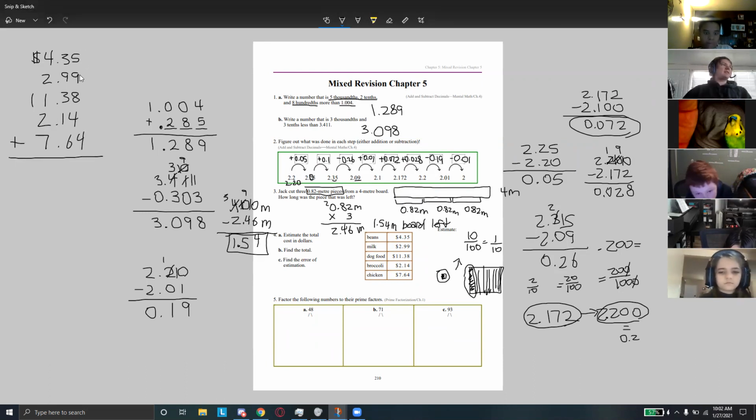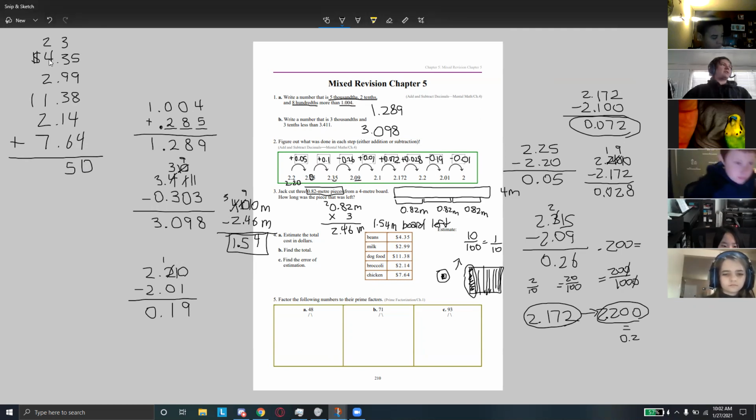So 5 plus 9 is going to be 14. 14 plus 8 will be 22. 22 plus 4 will be 26. 26 plus 4 will be 30. 3 plus 3 will be 6. 6 plus 9 will be 15. 15 plus 3 will be 18. 18 plus 1 will be 19. 19 plus 6 will be 25.